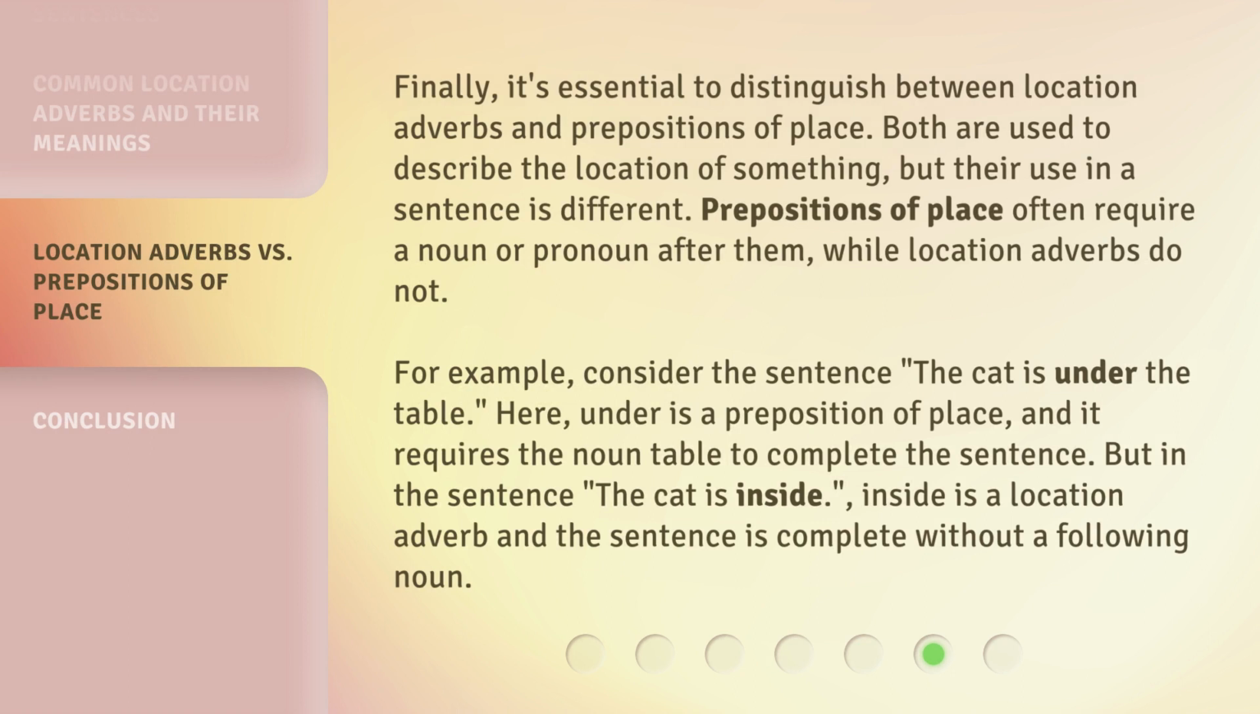Finally, it's essential to distinguish between location adverbs and prepositions of place. Both are used to describe the location of something, but their use in a sentence is different. Prepositions of place often require a noun or pronoun after them, while location adverbs do not. For example, consider the sentence, "The cat is under the table." Here, under is a preposition of place, and it requires the noun table to complete the sentence. But in the sentence, "The cat is inside," inside is a location adverb and the sentence is complete without a following noun.